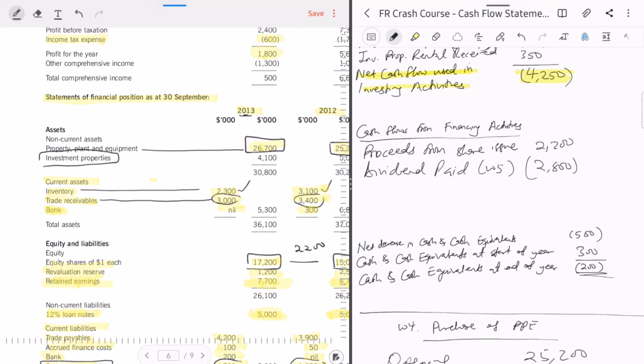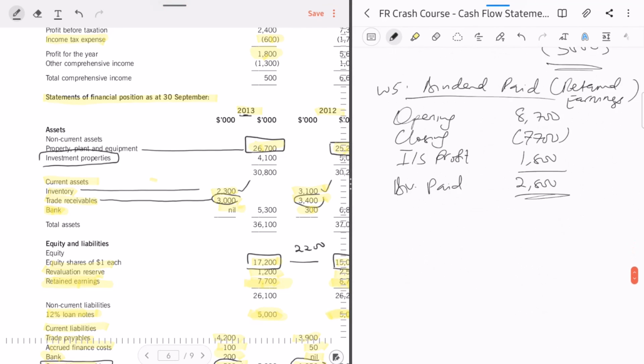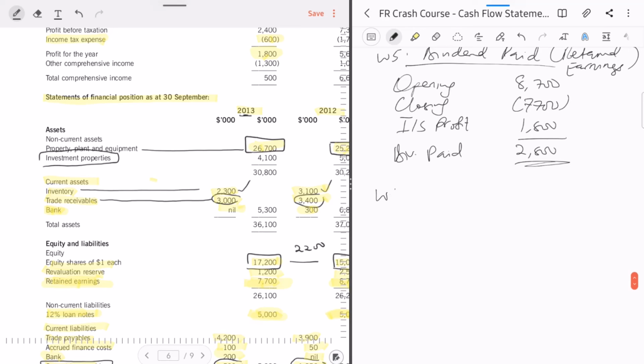So let's do a quick working to see if there's something we can pick from this. So working 6. Investment properties. So as usual, our same old approach, right? Our same old approach, which is what is the opening balance, right? So opening.